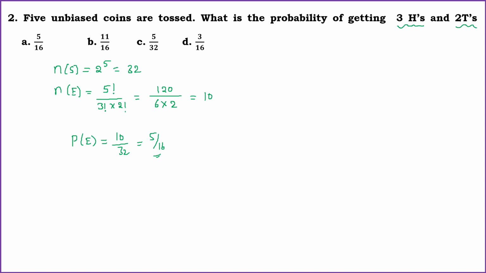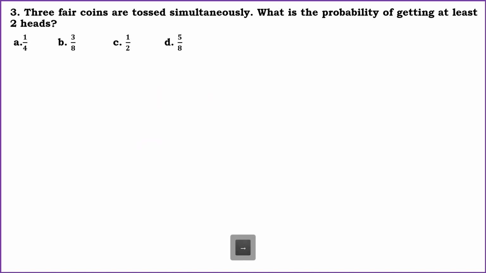I hope it is clear. The answer is 5 by 16. Now have a look at the third one. 3 fair coins are tossed. As soon as you see how many times it is tossed, you have to find the sample space. That is 2 cube, which is 8. So 3 fair coins are tossed simultaneously. n of S, the sample space, becomes 2 cube, 8. What is the probability of getting at least 2 heads?